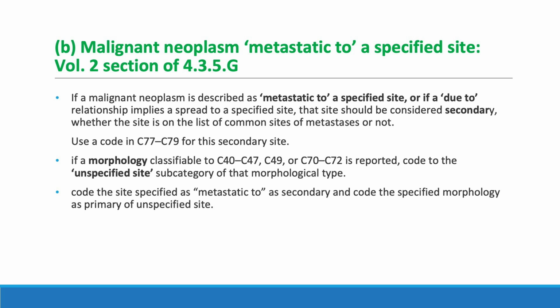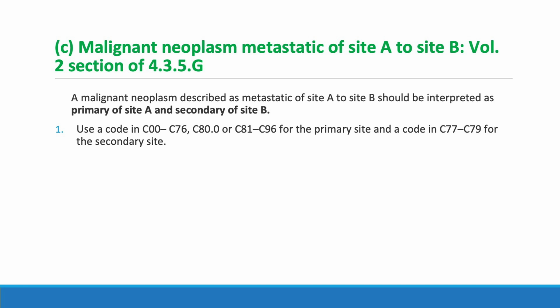When a malignant neoplasm is described as metastatic from site A to site B, it should be interpreted as primary site A and secondary site B. Use the codes shown for the primary site and C77 to C79 for the secondary site.